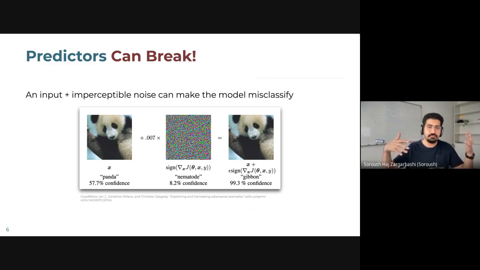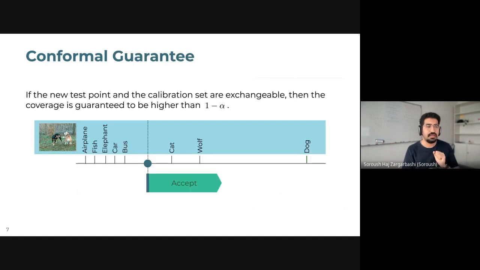So again, the same approach: you use the gradients and you can define this noise that basically breaks the model. And now let's have the same example in the realm of conformal prediction. So this is my prediction set for the image of these dogs. So the label is dog.